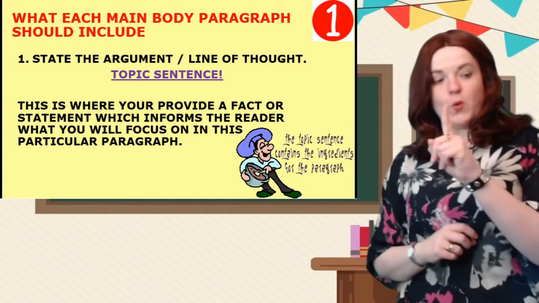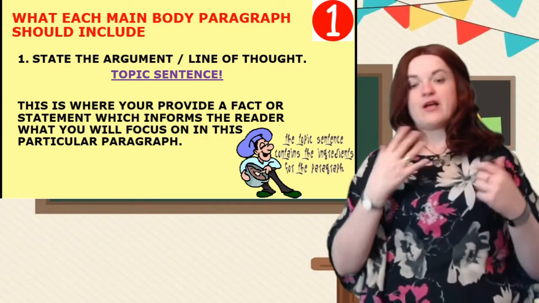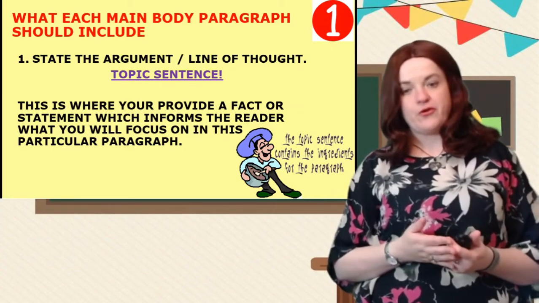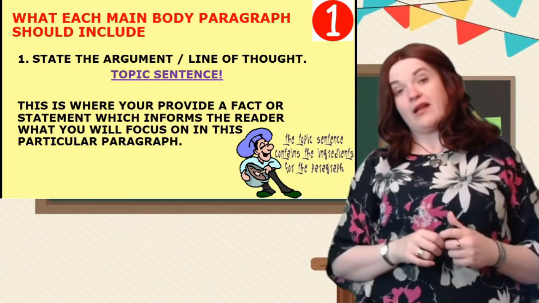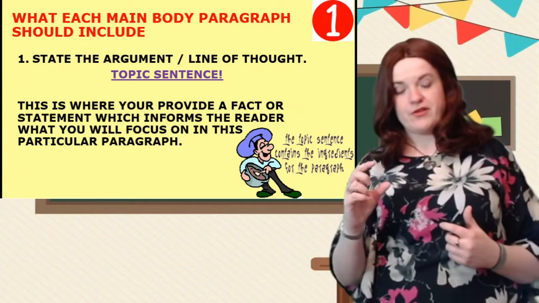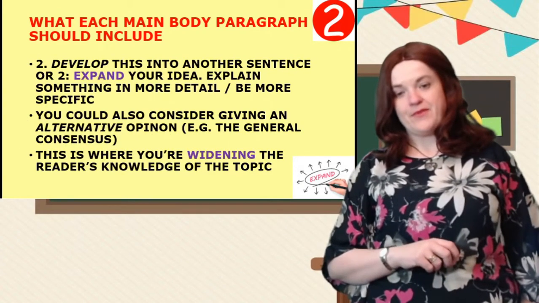So step 1. Each paragraph should start with a topic sentence, which is an argument, a line of thought, a point of view, where basically you're telling the reader what is going to be in that paragraph in particular. So we should know from that first sentence what it is that that paragraph is going to say.